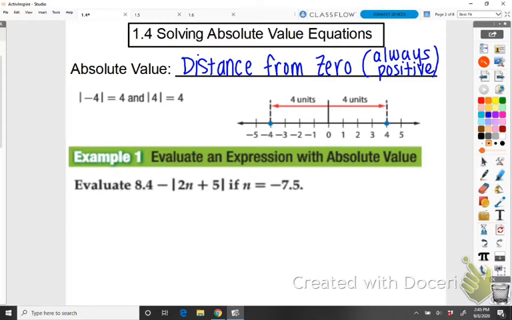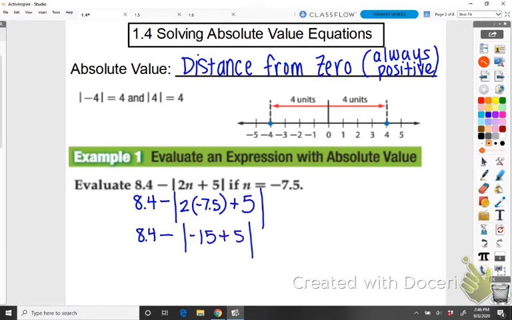So example 1, evaluate the expression that has absolute value with it. We're going to follow the order of operations, but also apply absolute value. So 8.4 minus the absolute value of 2 times n, where n is -7.5, plus 5. We do what's inside the absolute value first. So 2 times -7.5 is -15. Again, you simplify what's inside until you get to one number inside the bars. So -15 plus 5 is -10.